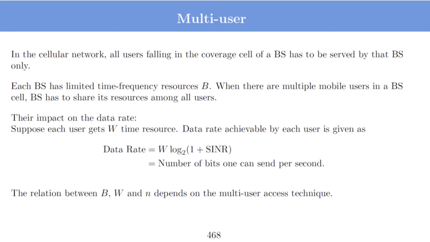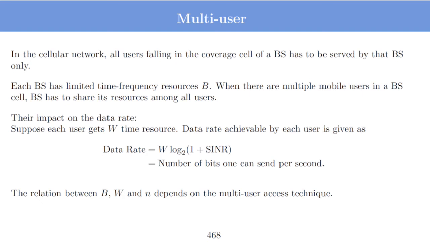This is a very simple upper bound from the Shannon theorem, and of course when you implement it practically you will achieve a data rate less than this because of various practical constraints. This will denote the number of bits a user can send per second. Okay, this is in bps. Now we can see if a user gets more time resource or frequency resource W, then it will have a higher data rate. And of course, if you increase the SINR, you will get a higher data rate.